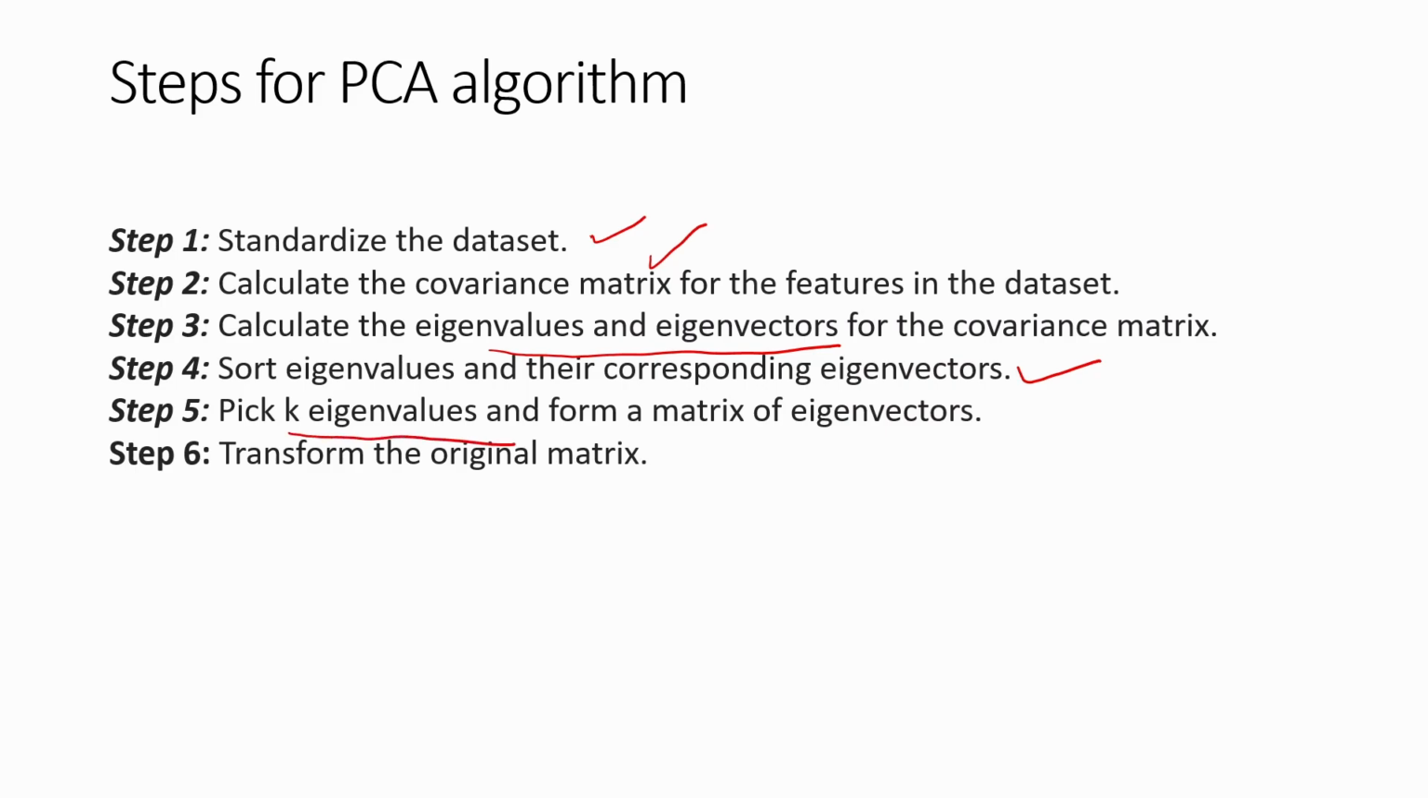So first we form the covariance matrix, and from that we find the eigenvalues. Then we arrange them in descending order, choose the highest eigenvalue, and corresponding to that eigenvalue we find the eigenvector. After that, we transform the original matrix.